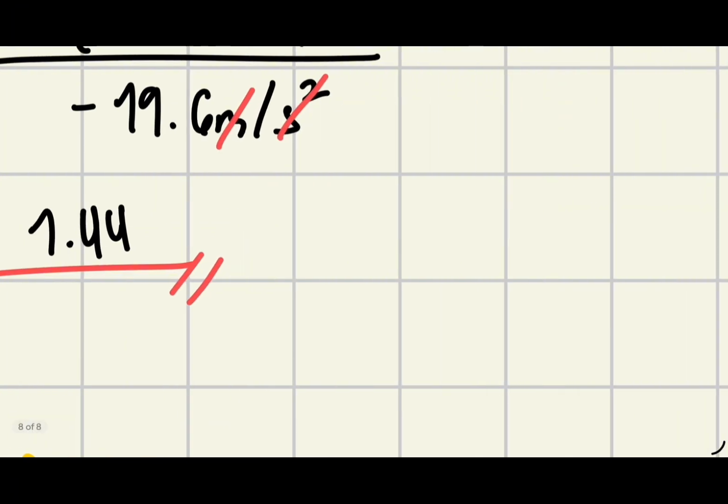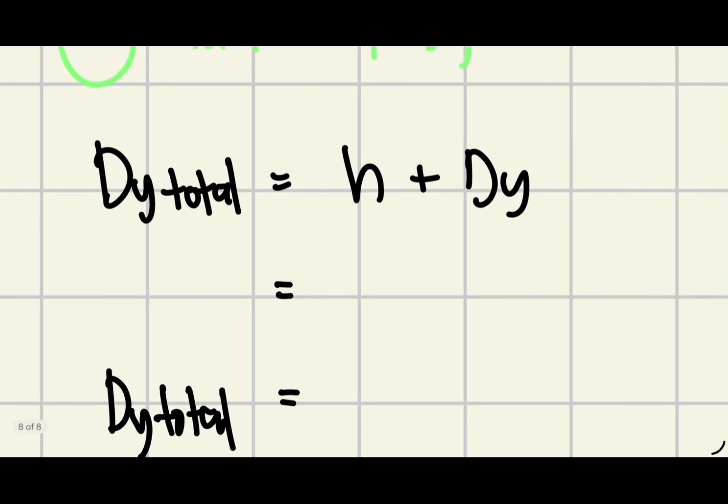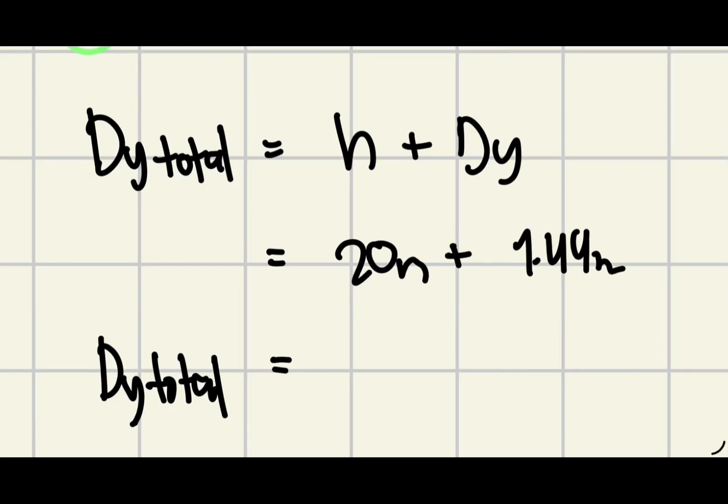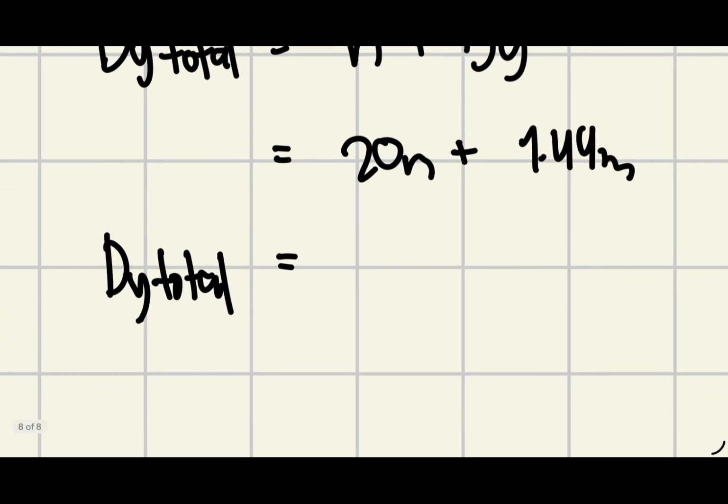Then we go to step number 2, where we add both the height and the vertical displacement. That is 20 meters for the height plus our answer, which is 1.44 meters. So therefore our total or maximum height is just 21.44 meters. That is letter B.